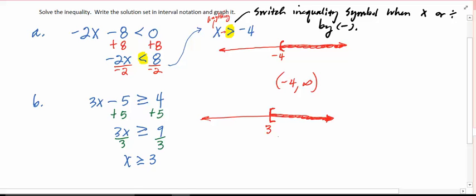Now I'm just going to read from left to right for interval notation. A bracket 3, that means I'm including the 3. And then I have my right boundary as infinity. We never can get to infinity, so we don't include it. So there we have writing a solution set in interval notation and graphing it.